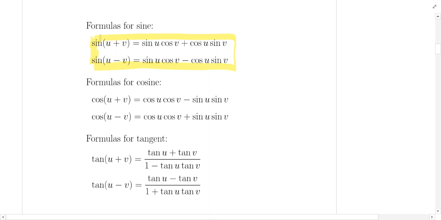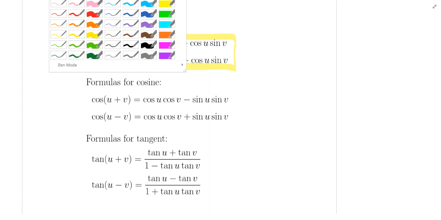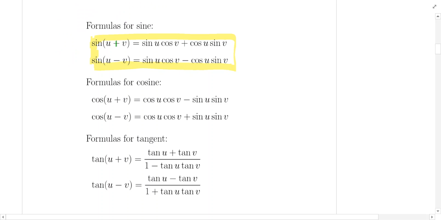Sine of u plus v is sine of the first angle u times cosine of the second, v, plus cosine of the first times sine of the second. And then sine of u minus v is sine u cosine v minus cosine u sine v. So basically these are similar. When you have plus in here, when you have minus, you have minus in here.